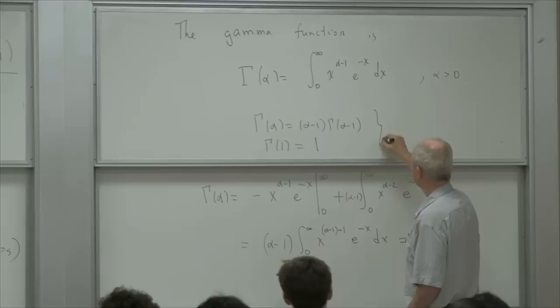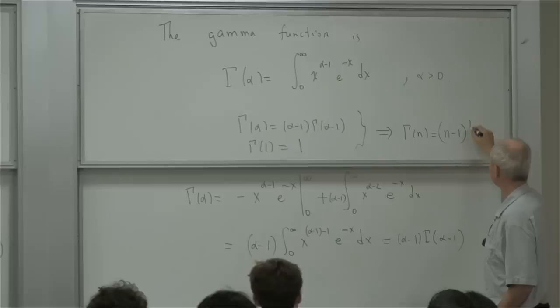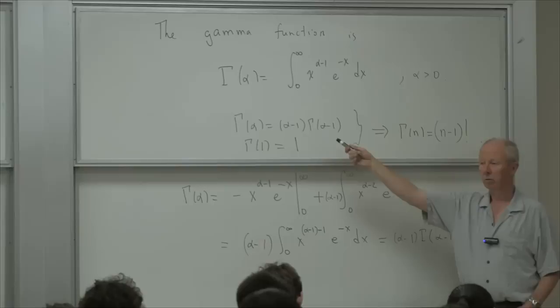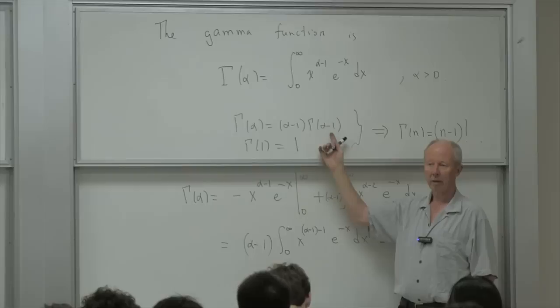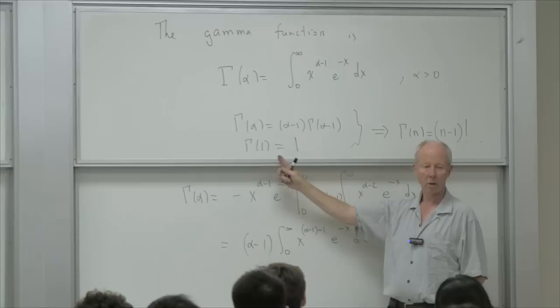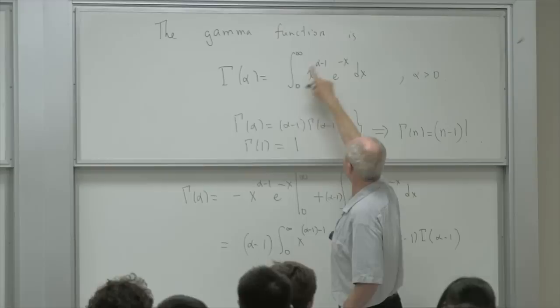So these two together imply that gamma of an integer n is what? N minus 1 factorial. So this is an integral way of representing the factorial function. Why does this follow from these two things? Put n here. What do we get? N minus 1 times gamma of n minus 1. Now we repeat this with gamma of n minus 1. We get gamma of n minus 1 is n minus 2 times gamma of n minus 2. And we keep going down until we get to 1, and gamma of 1 is 1. So this says that if I put n here, this thing would be n minus 1 factorial.